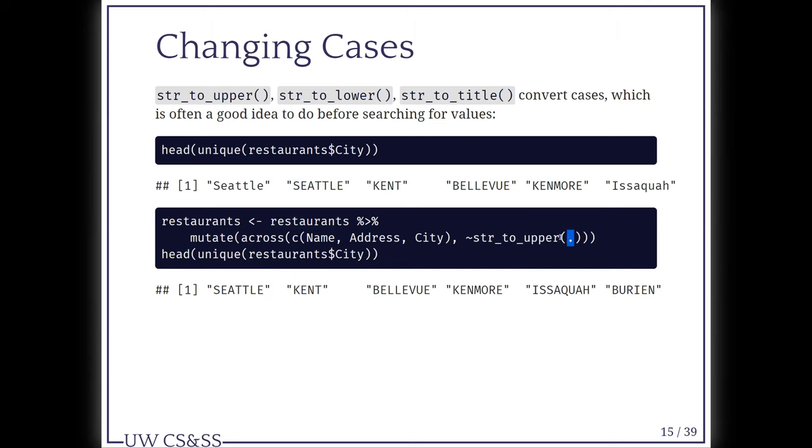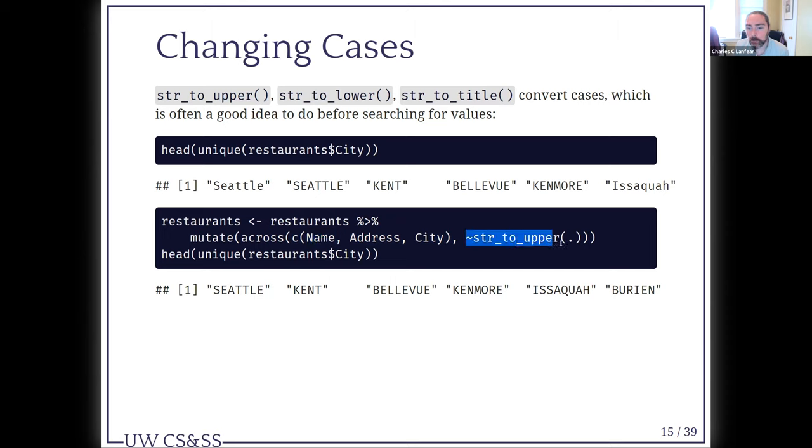Okay. So what is the period doing in this case? Great question. The syntax here with the tilde and the period is what's referred to as a lambda function being used inside of the across function. So if you're using mutate and across, with across you specify one or more columns in your data set you want to do something to. And so here I've said I want to do something to name, address, and city.